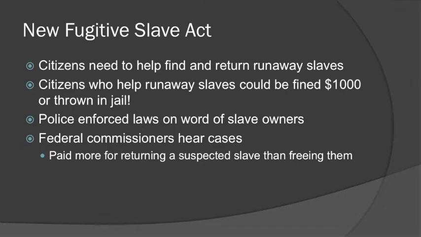And the federal commissioners were actually paid more for returning a slave than freeing them. So there's a financial incentive for these commissioners to find more people to be escaped. So this is not a neutral court. The whole system is basically rigged against escaped slaves, or even people who weren't escaped slaves but just had the bad luck of being caught and accused of being escaped slaves. There are actually free people who get caught up in all this and enslaved for the first time.